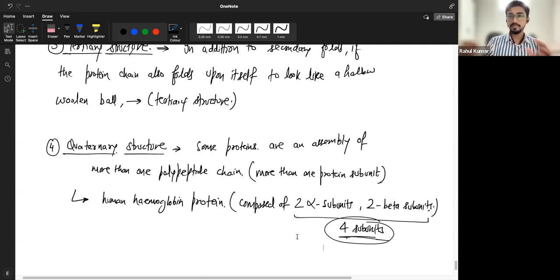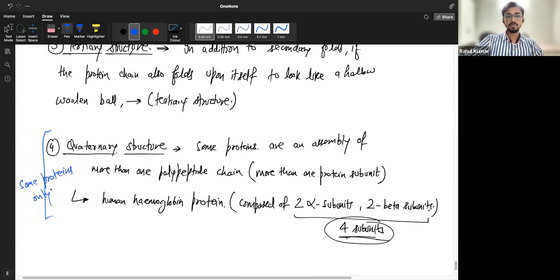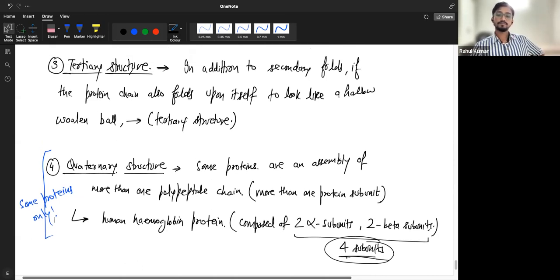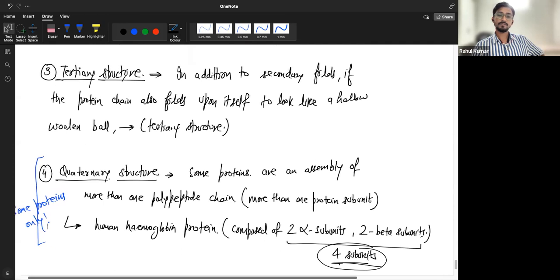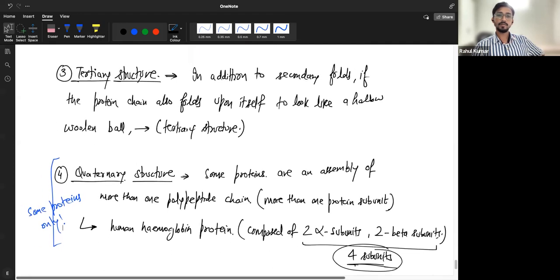Is it clear? But this does not happen for all the proteins. This happens in some proteins only. Is it clear? Hiram, Aisha, please note it down and then let me know when you're done.